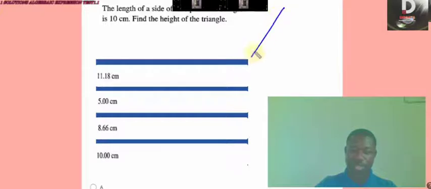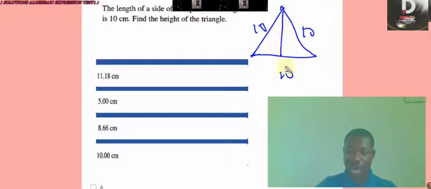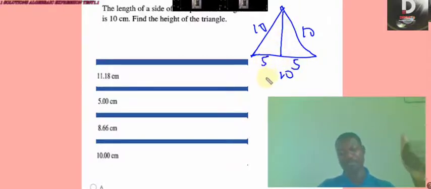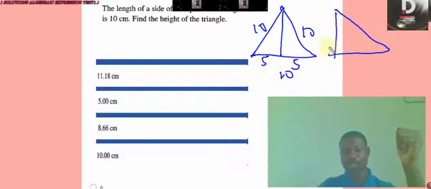So let me re-sketch it for you. Good. So watch here. This is divided into 2 equal halves. This is 10. So divided into 2 equal halves, because it's an equilateral triangle, here must be 5. There must also be what? 5. You get it? So when I pull this out, this is the height I am looking for. Height. This is the 5.